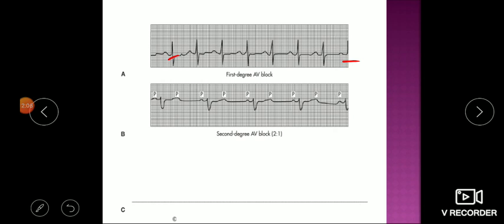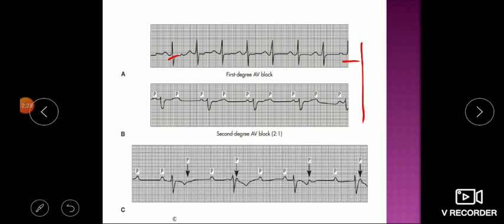And in some conditions, there is gradual prolongation of the PR interval followed by one missed beat. That is called Wenckebach's phenomenon. Okay, so that is a combination of 1 and 2. There is gradual prolongation of the PR interval followed by one missed beat. So that is called Wenckebach's phenomenon.